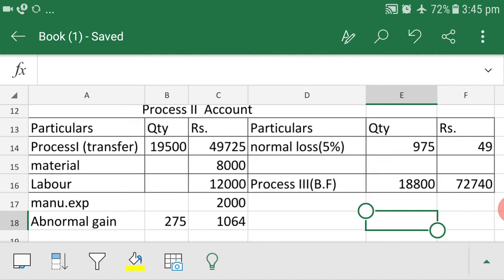When calculating total cost, we need to consider the total of debit amount and the total of credit amount. Total of debit amount minus total of credit amount will be the total cost, divided by normal output in units into abnormal gain in units. We will get the value of abnormal gain. Clear? Yes.